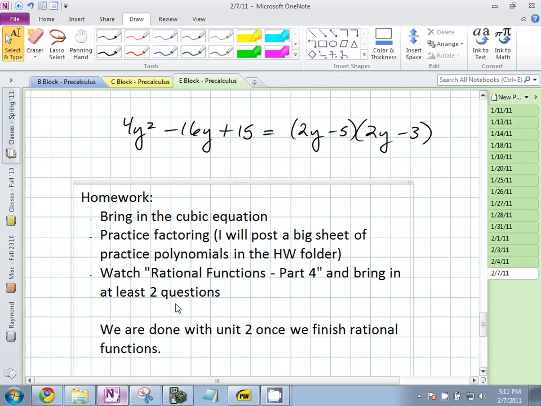But if you didn't find it, practice factoring. I posted a big sheet of things you can practice. You can choose as many or as few as you want. I have it posted in your homework, listed as homework 6. It's like 85 different things you can practice factoring.